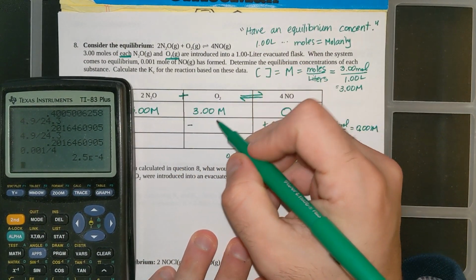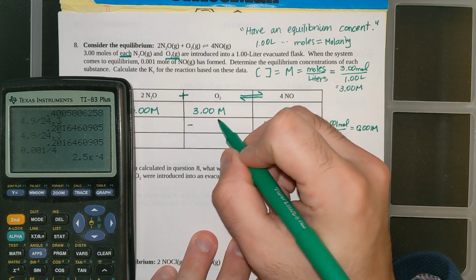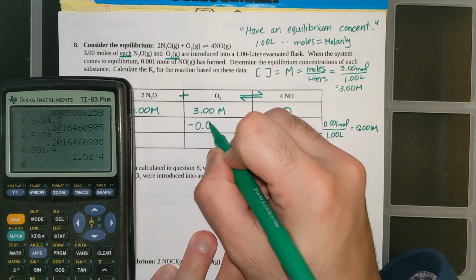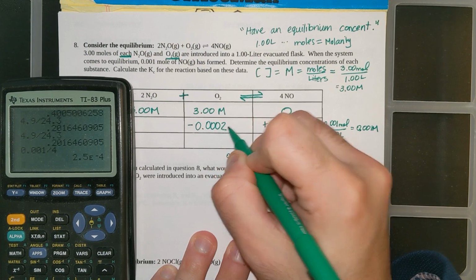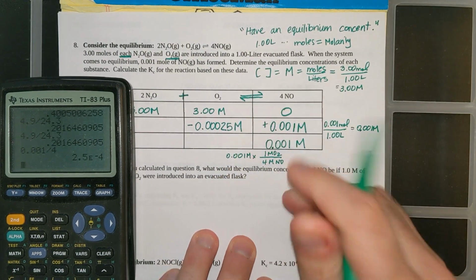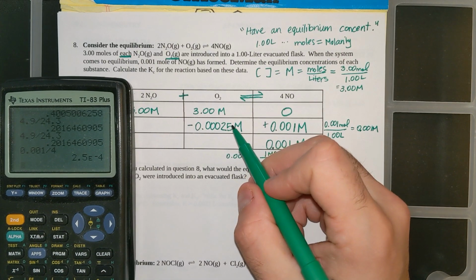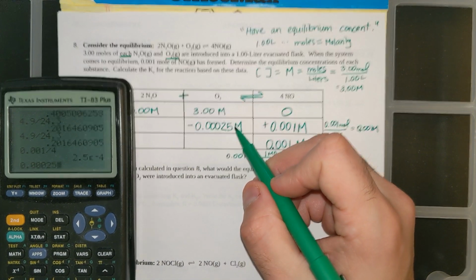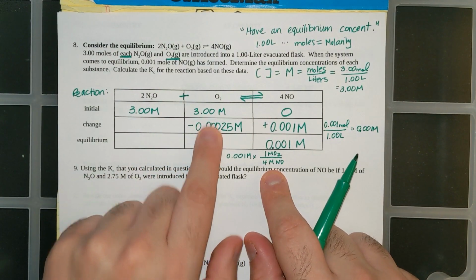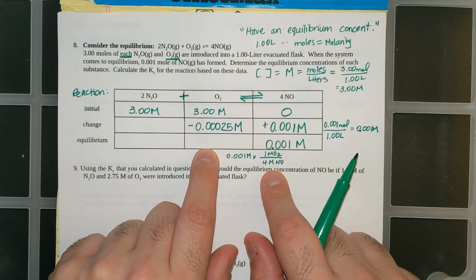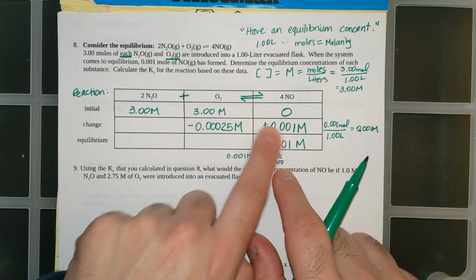I'll just put the decimal. It'll be 0.00025 molar. Right? This is 2.5 times 10 to the minus 4th. And so eventually, if I take these 2 columns and put them together, I'll see how much is there at equilibrium. I'll do the same thing over here.